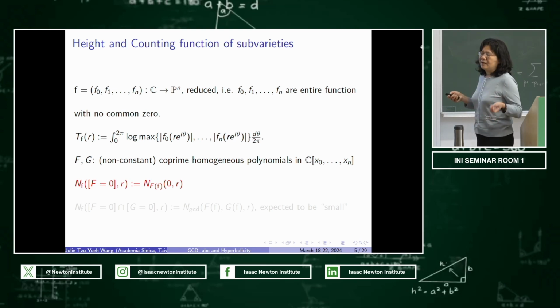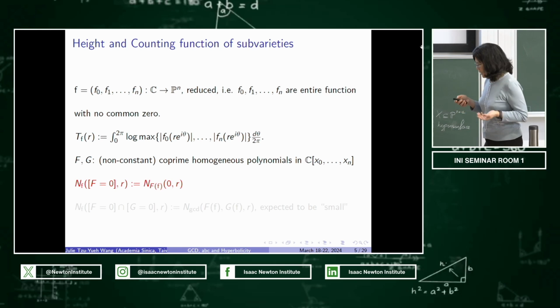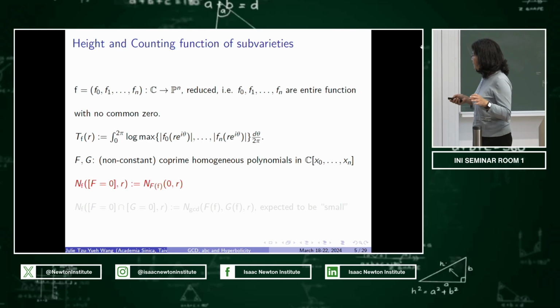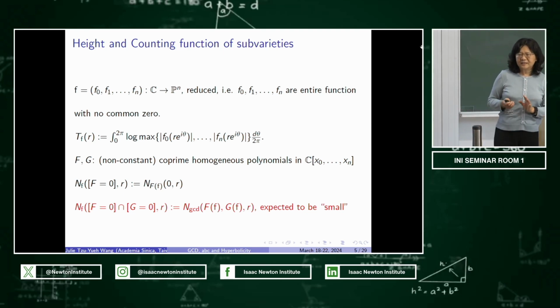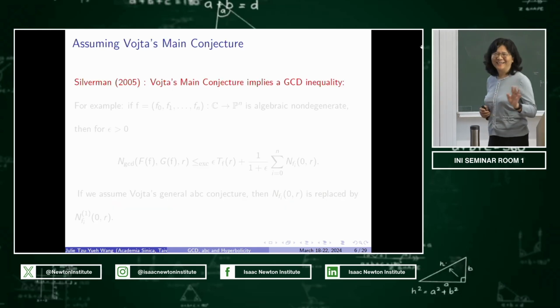And then how do we define the intersection of subvarieties of codimension 2? It would be the intersection of two hypersurfaces. So we take the defining equations, and we want to see how this map goes through the intersection of the two hypersurfaces. In this case, we define it as the GCD of the functions you plug in. And this one we expect should be small. So that's the end of the definitions.